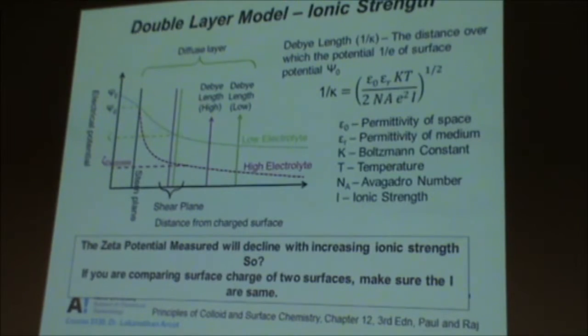Now, why am I stressing so much on ionic strength and zeta potential? The reason is, if you're doing measurements in your lab where you take two surfaces and you're comparing charges, potentials of two surfaces, you should be absolutely sure that the ionic strengths of both are the same. You cannot compare the surface potential of one surface that is in 1 millimolar sodium chloride with another surface potential which is in pure water. It doesn't make sense to compare these two. You have to make sure the ionic strengths are the same.